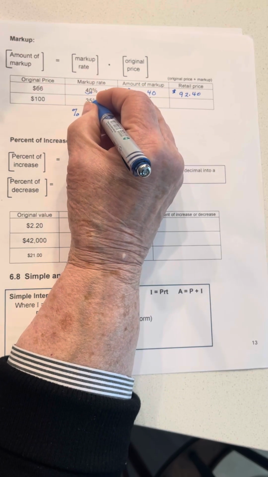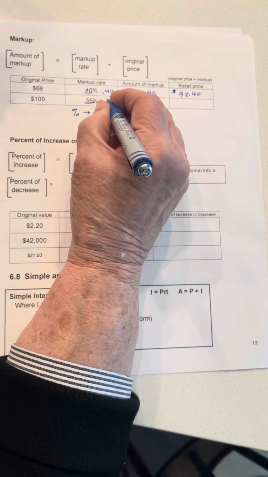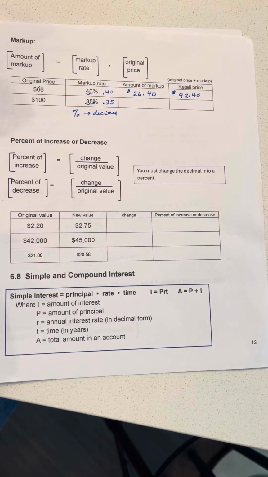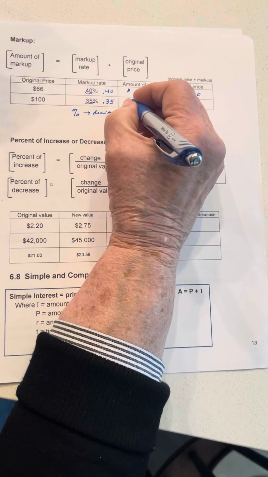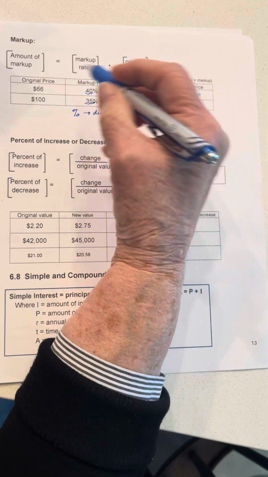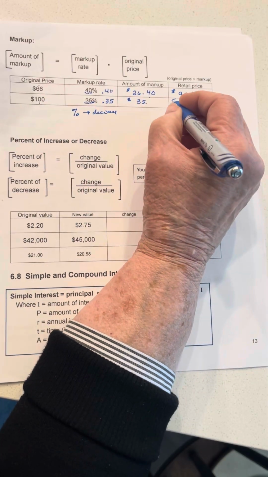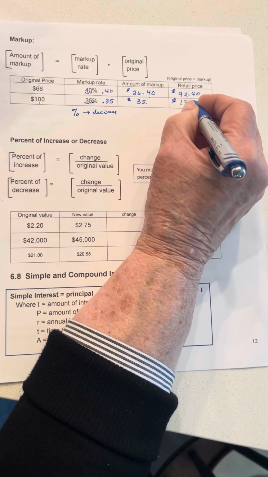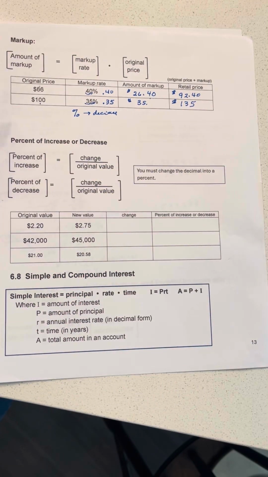So if we had something that cost $100 to us, and we're going to mark it up 35%, we're going to move the decimal point 2 places to the left. So we're going to multiply 100 times 35 hundredths, which is $35. And now we're going to add this markup to the original price. I can do that in my head, and I bet you can too. $135.